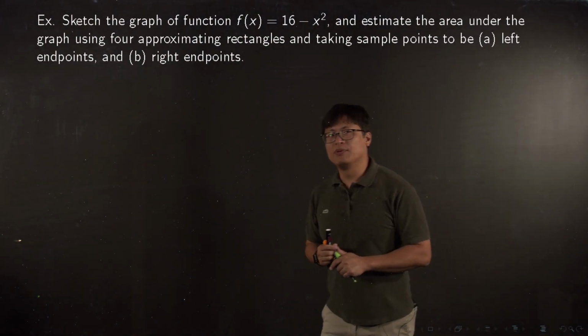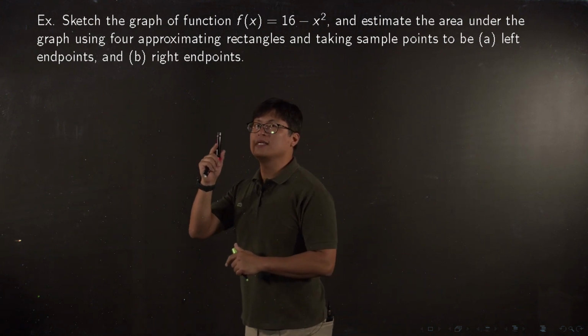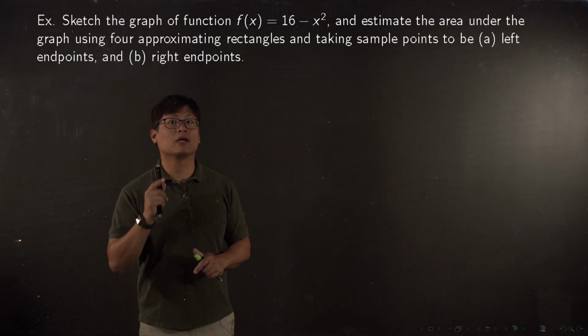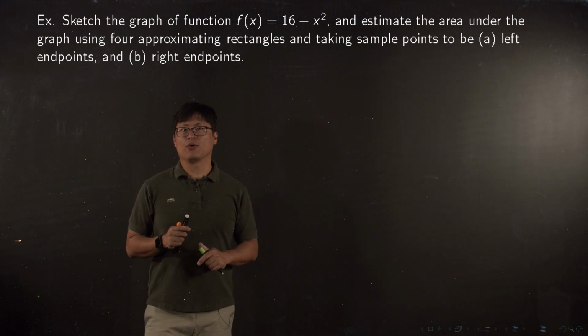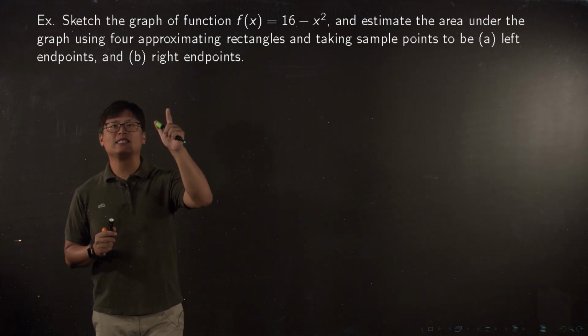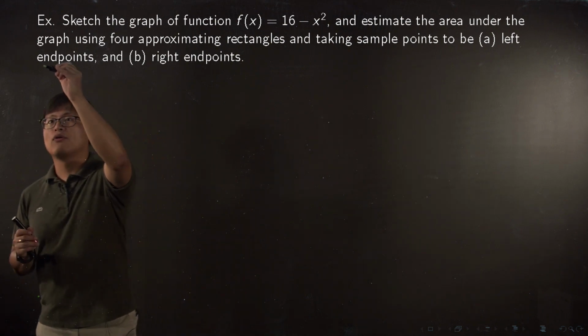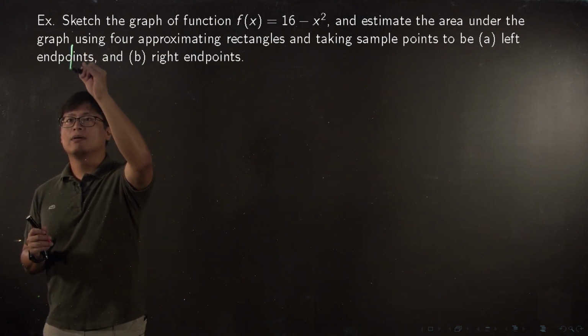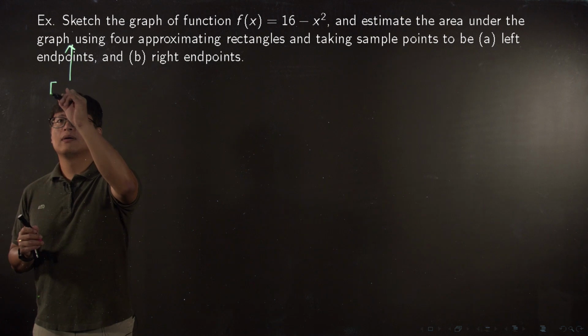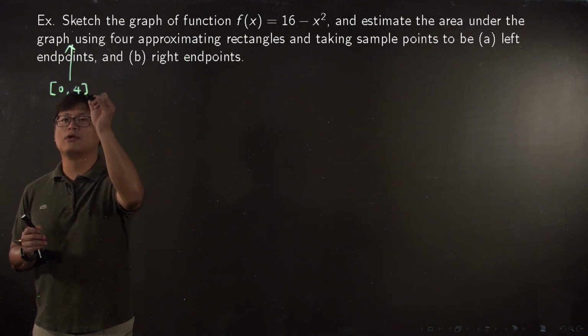Let's talk about this simple function, okay? Your function f of x is equal to 16 minus x squared, which is a continuous and differentiable function, okay? And we're going to try to estimate the area under the graph between 0 to 4, okay? Let's do it like this, okay?